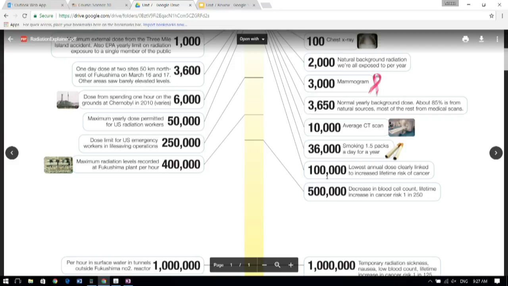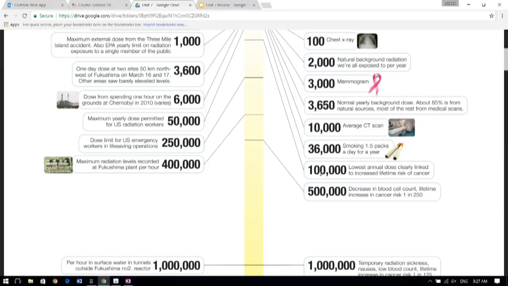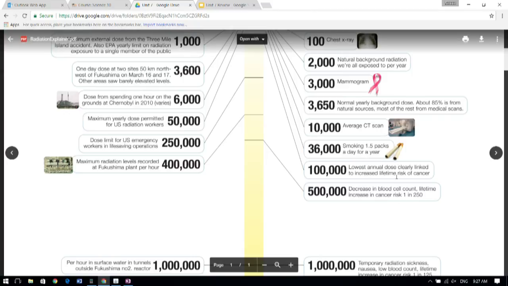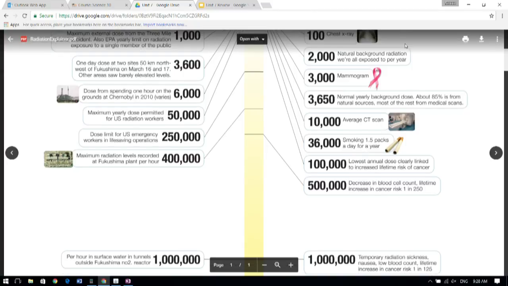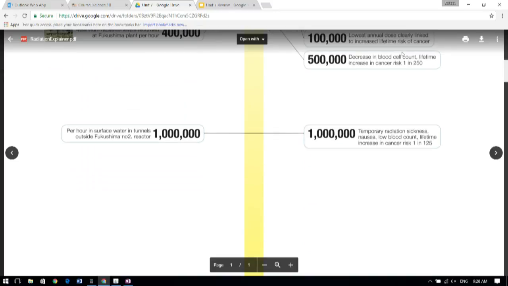If you get up to 100,000, your increased likelihood of developing cancer goes up. And 500,000, you're about a 1 in 250 chance. So we get up to 1 million. You can get temporary radiation sickness, and that would have been per hour at Fukushima, just outside of the number 2 reactor, would have given you a dose of 1 million. And that would make you sick. Your likelihood of getting cancer goes to 125.